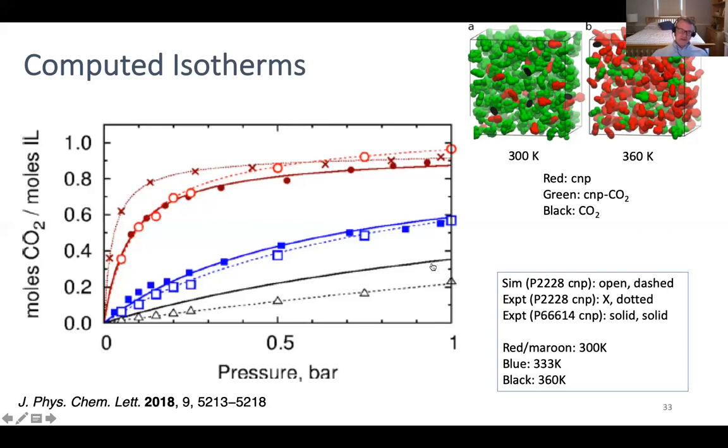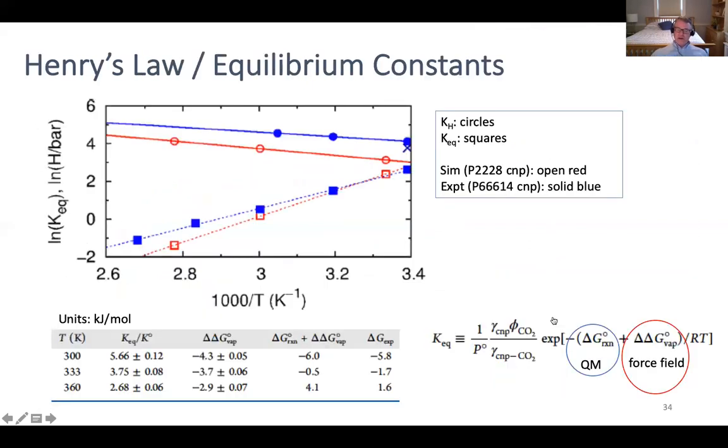And here we're predicting a little bit lower solubility than the experiments. You can get a sense about what the population looks like at low temperature and at high temperature. You have a lot more reacted species at low temperature than at high temperature. So the way you would run this would be to do the absorption at low temperature and then regenerate your solvent by heating it up and driving the reaction the other way. You can calculate the Henry's constant and equilibrium constants from this.